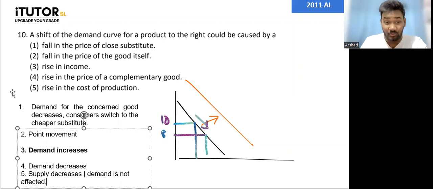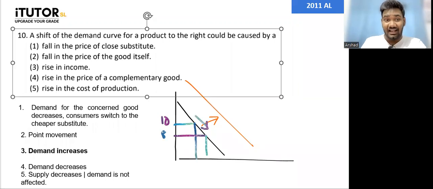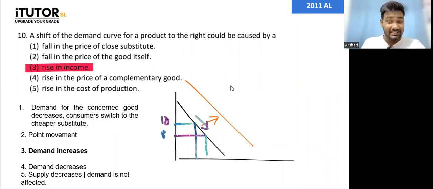Okay, so which one is our answer if that is the case? Our answer is the third one. A rise in income will cause an increase in demand. Is that okay, guys? Fine. Now, this is a very common question that you get every single year. They might not ask it directly like this. So every single year, you get an MCQ based on the determinants of demand and supply.